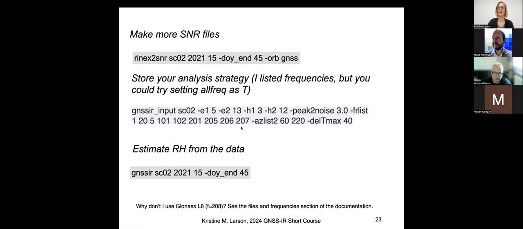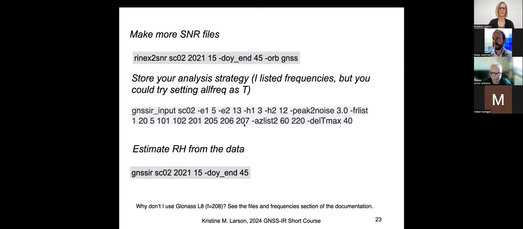Simon mentioned that you don't want super long arcs, and that's correct. So here I'm saying not longer than 40 minutes. Now that actually maybe should be smaller, but that's what I'm using here. And these frequencies, 120 and 5 are GPS, 101 and 102 are GLONASS, and here are these massive numbers of Galileo frequencies.